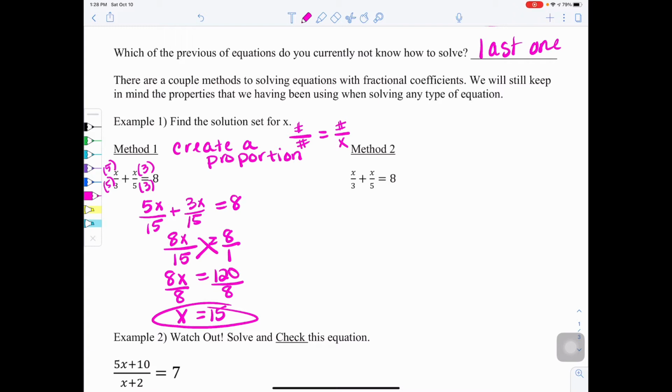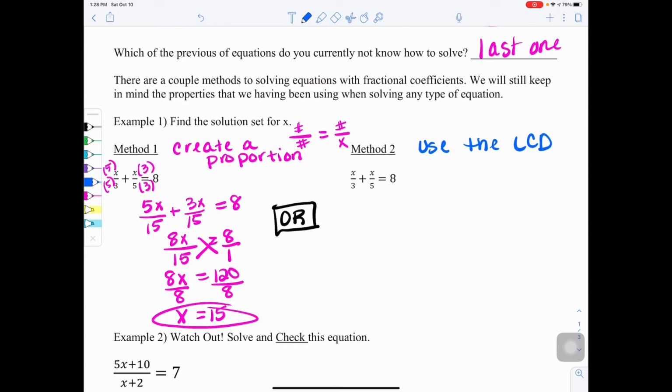Now here's your other option. You've got 2 choices. We're going to go over here to method 2 now, which would be using the LCD, the least common denominator. So you still have to start by thinking the same way. What's the least common denominator? Well, we already know it's 15 from doing the previous problem.